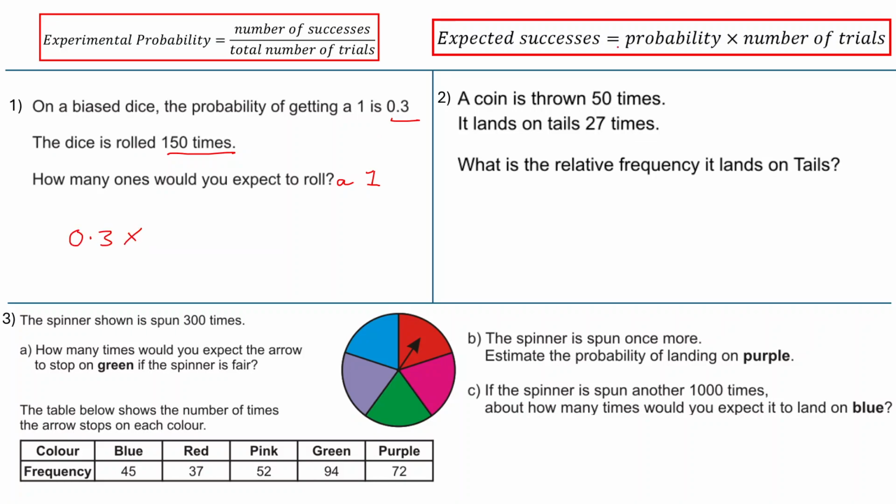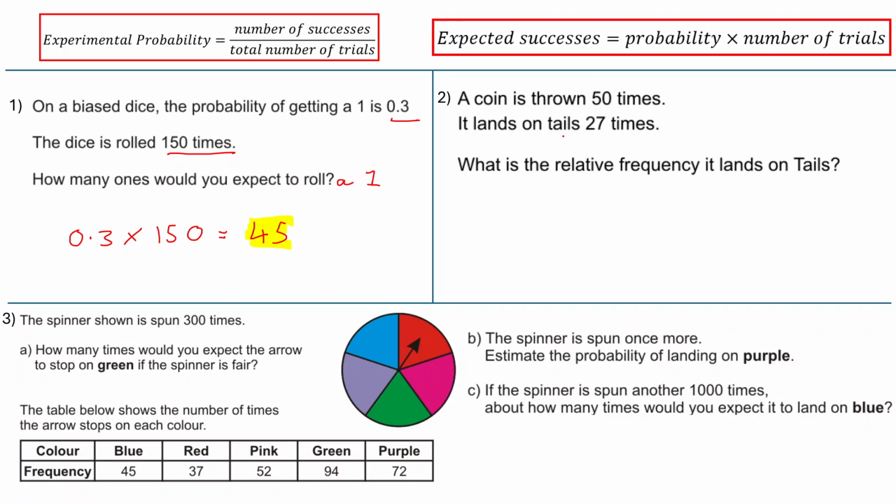And we're timesing that by number of trials, which is 150. And then just put that into your calculator, and we get whatever we get. So 0.3 times 150, which is equal to 45. Okay, and that there is our first answer. So 45. Good. Question 2.